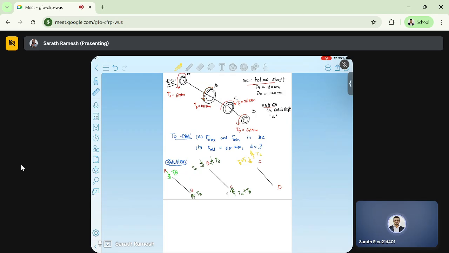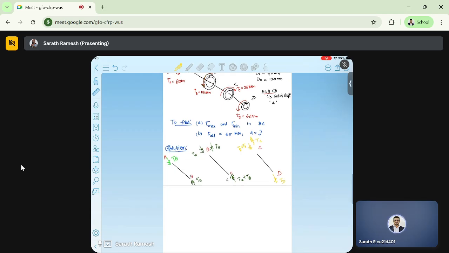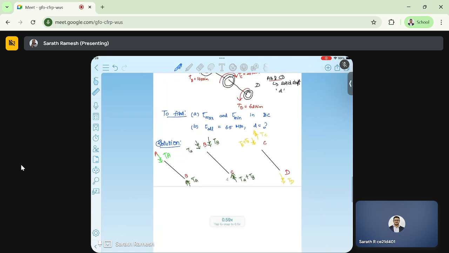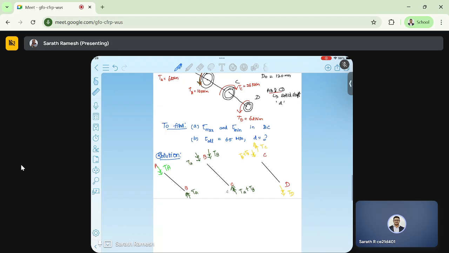And finally, there is a torque in this direction, TD. It's also given. Now we can check whether all our assumed directions are correct or not. Just substitute the values and we will see it is correct. So TA is 6.